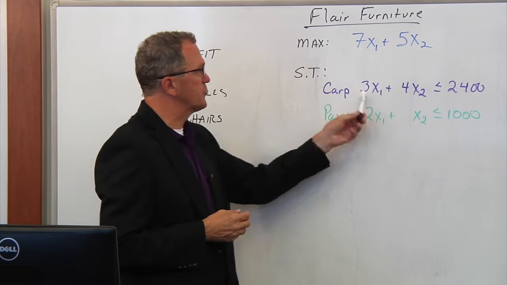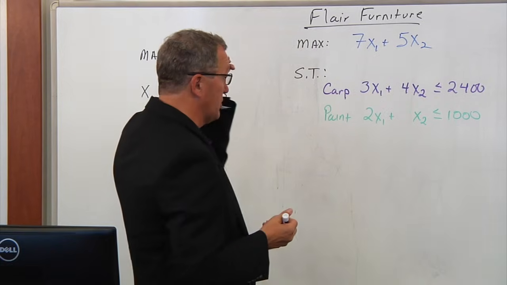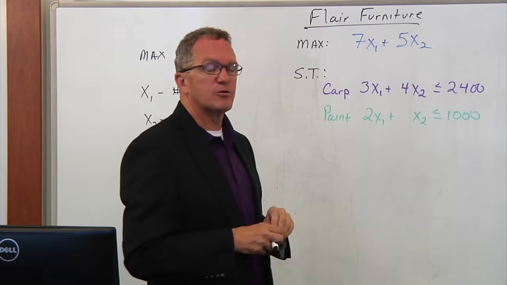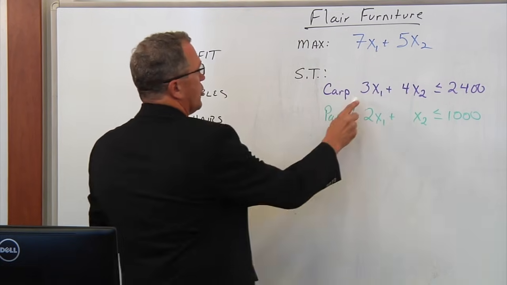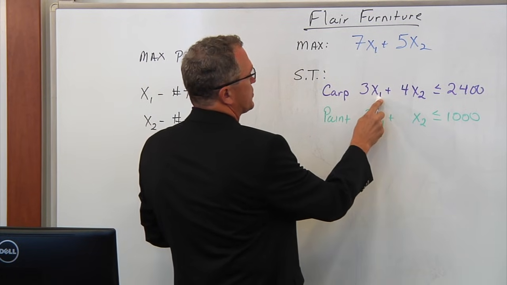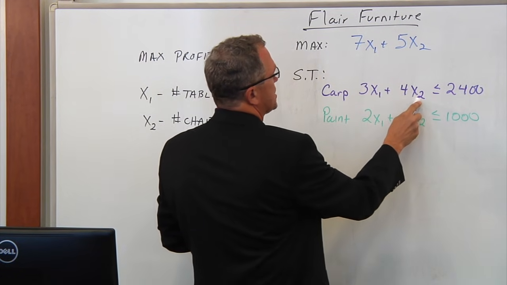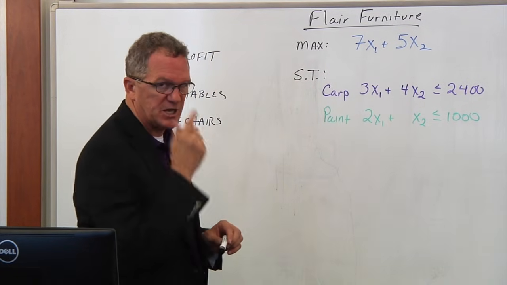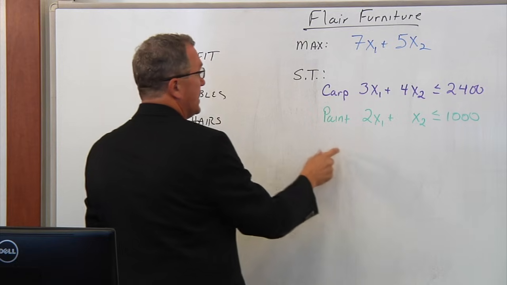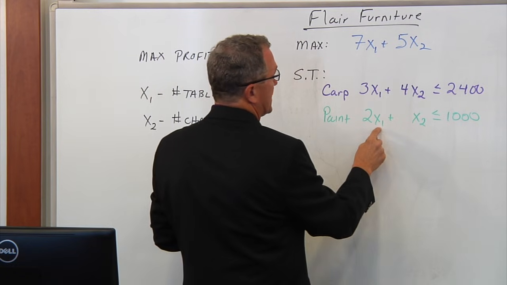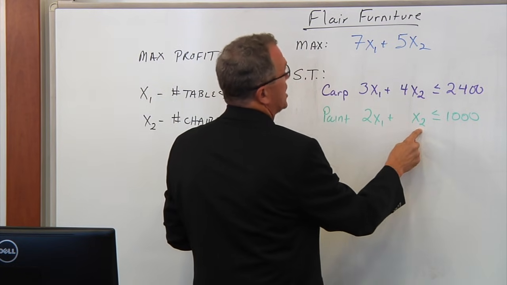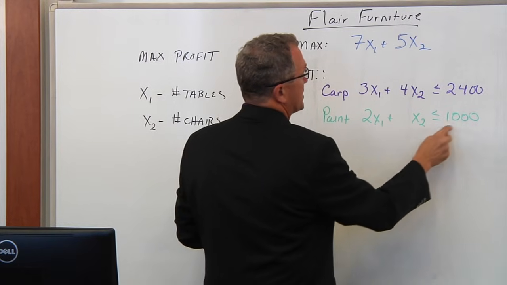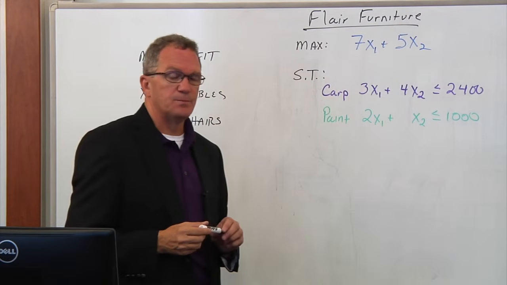Carpentry. It took 3 hours to build a table and 4 hours to build a chair. So 3 hours times the number of tables we build plus 4 hours times the number of chairs we build had to be less than the 2,400 hours available in that shop. In the paint department, it takes 2 hours to paint a table plus 1 hour to paint a chair, and that total of hours had to be less than the 1,000 hours available.